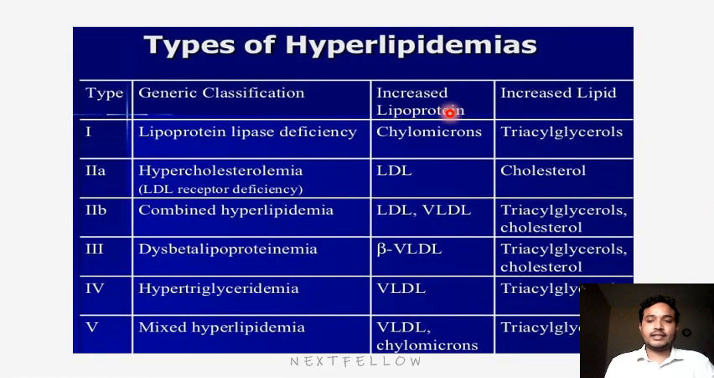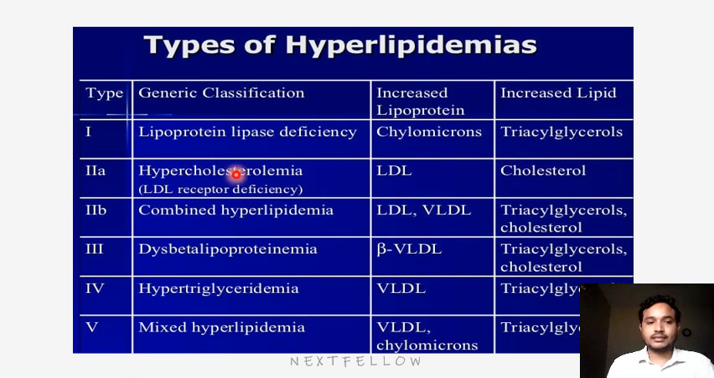In the next slide we'll discuss the types of hyperlipidemias. This is an MCQ. We have types 1, 2A, 2B, 3, 4 and 5. The most important is 2A, because in 2A we mainly have elevation of cholesterol. They will ask which hyperlipidemic disease has an increase in only cholesterol, without triglyceride elevation. That is 2A, hypercholesterolemia.